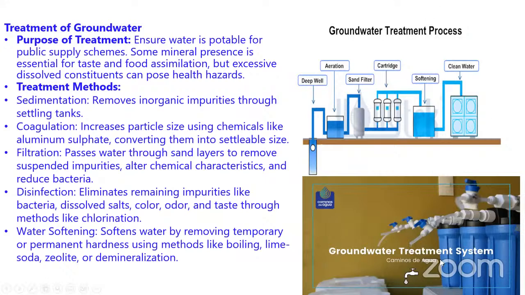And here you can observe the groundwater treatment process. So after pollution, how will we use groundwater for different types of purposes like industrial, agriculture, or drinking purpose? We have some treatment procedures for groundwater usage. Here you can observe the purpose of treatment: ensure water is potable for public supply schemes.